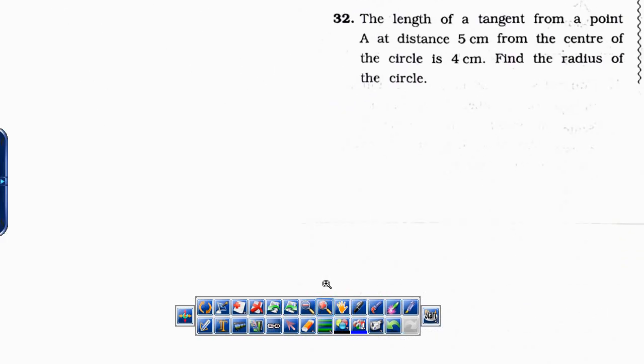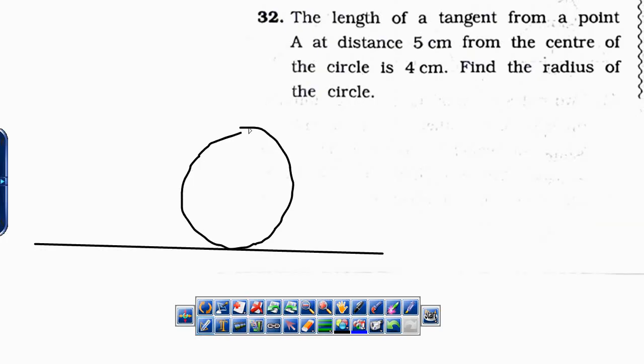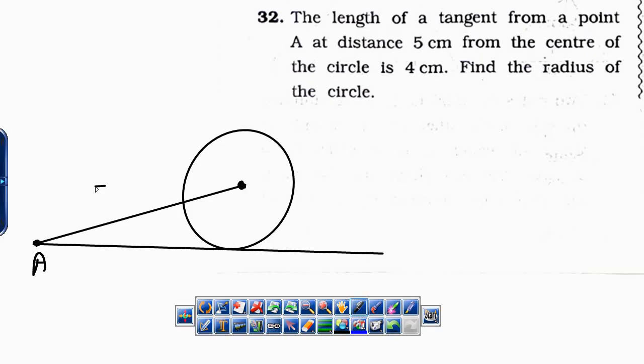Question 32. The length of the tangent from a point A at a distance 5 centimeter from the center is 4.